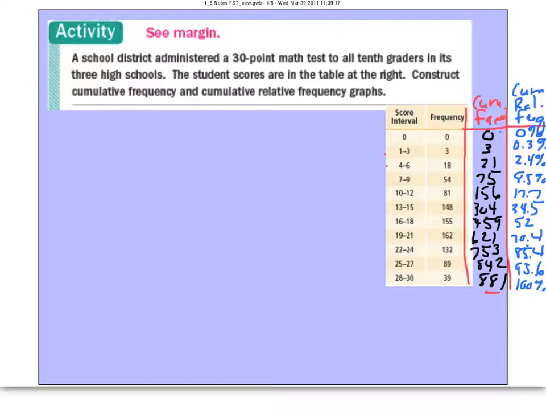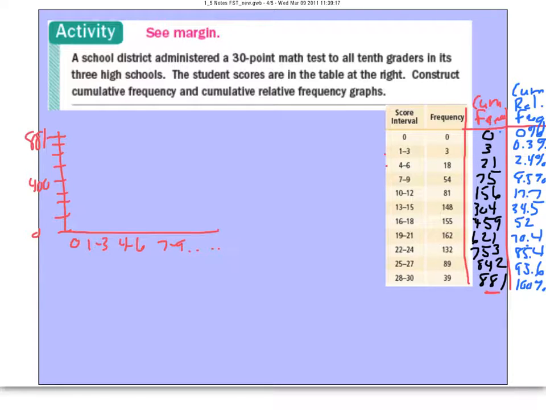So to make the graph, for the cumulative frequency I'm going to put the totals over here, and we're going to total up to 881. So maybe here I would have 400. This would be 0, and then the intervals in between, so 100, 200, 300, 500, 600, and 700. And then we're just going to put the intervals here, so we will have 0, 1 to 3, 4 to 6, 7 to 9, and so forth.